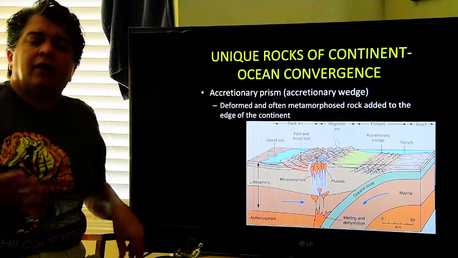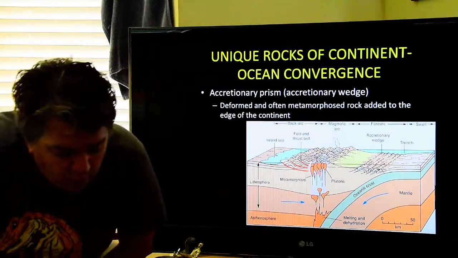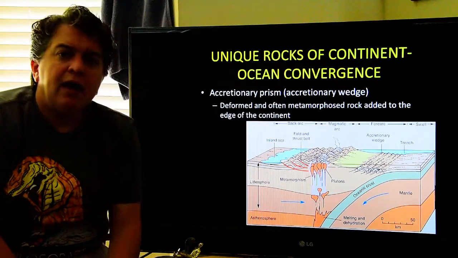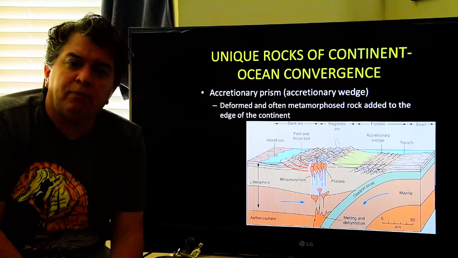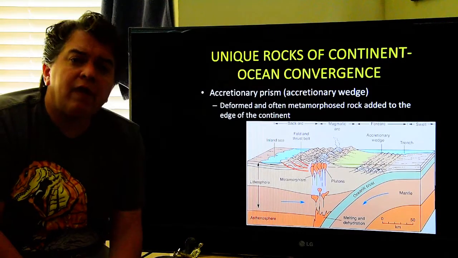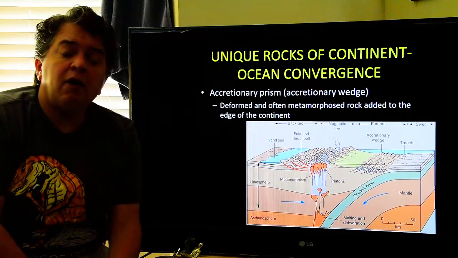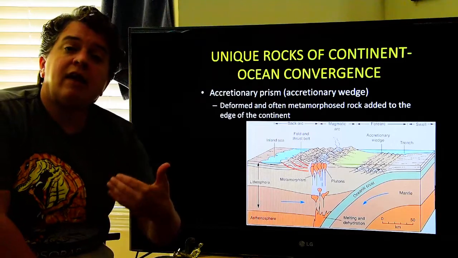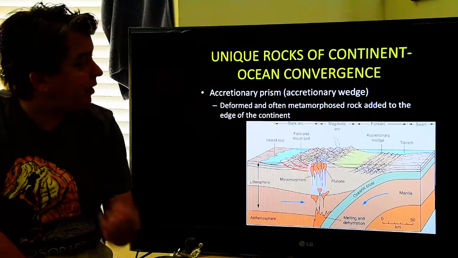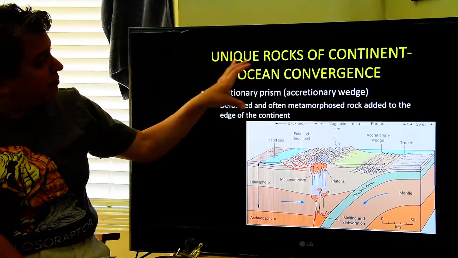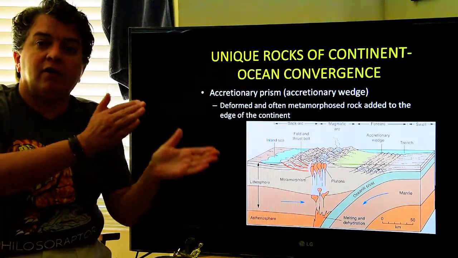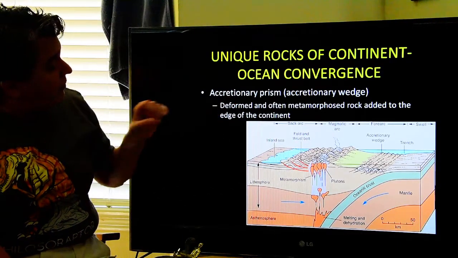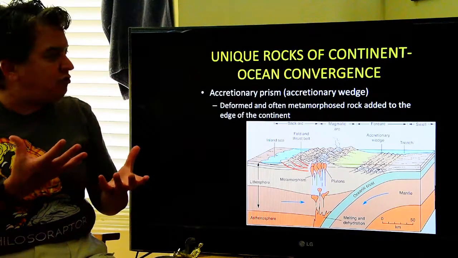Now, we are studying historical geology. And so we need to be able to look at the rocks that exist and basically interpret how they formed and how they got to where they are. And there are certain clues you can find in rocks to help you interpret the ancient plate tectonics that were happening. And so there are some rocks that are unique of where a continent and an ocean plate were converging, right? And one of the things you'll see there, you'll see an accretionary prism or an accretionary wedge.